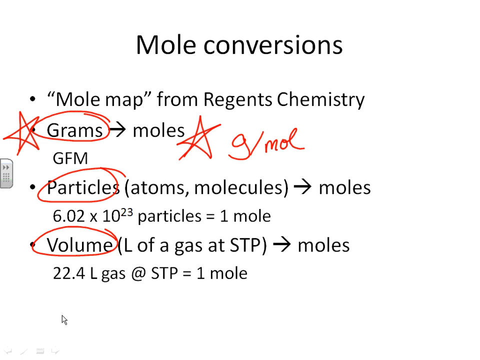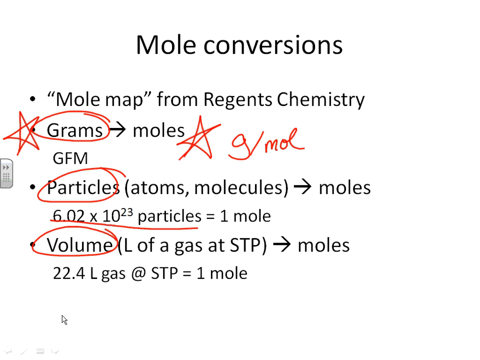Particles, you can do atoms, molecules, or formula units, which is what we call it if it's an ionic compound. This is through Avogadro's number, 6.02 times 10 to the 23rd particles equals 1 mole. Now it could be 6.02 times 10 to the 23rd atoms equals 1 mole. Molecules, that number of molecules equals 1 mole. This will come up less often, realistically. It's grams to moles, that's really the big one.